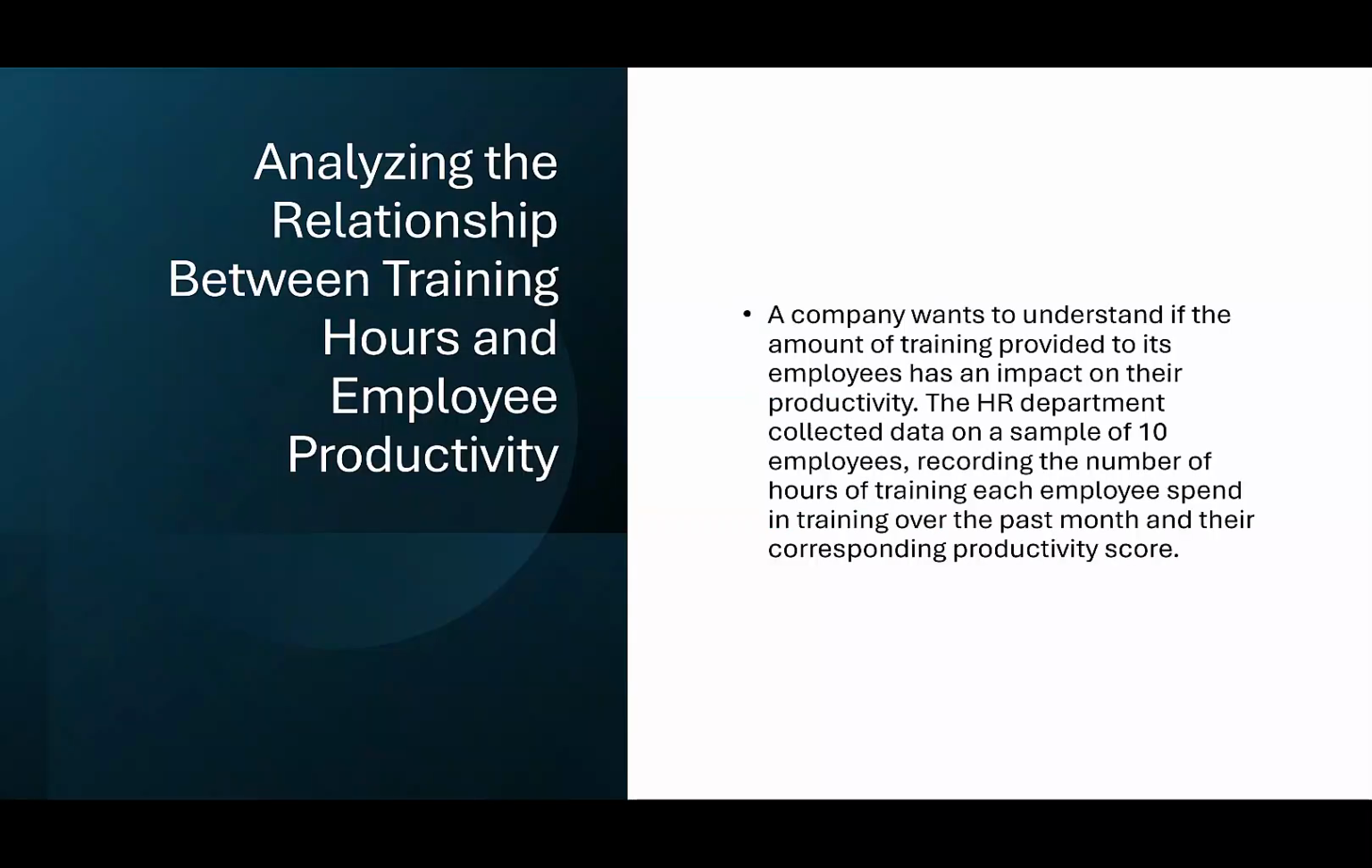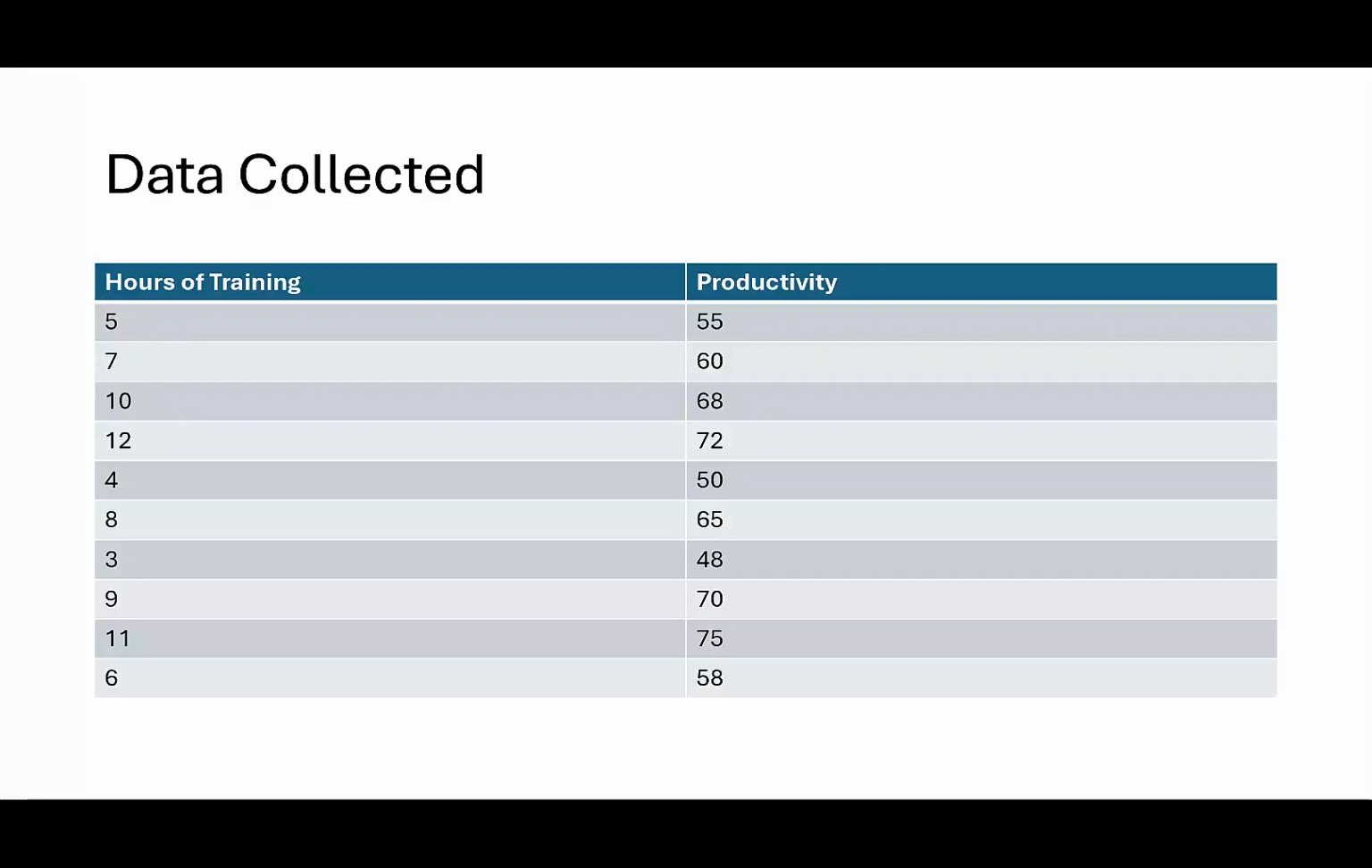In our first example, a company wants to understand if the amount of training provided to its employees has an impact on their productivity. The HR department collects data on a sample of 10 employees, recording the number of hours of training each employee spent over the last month, and then looks at their corresponding productivity score. We're going to take this data and put it into Excel.